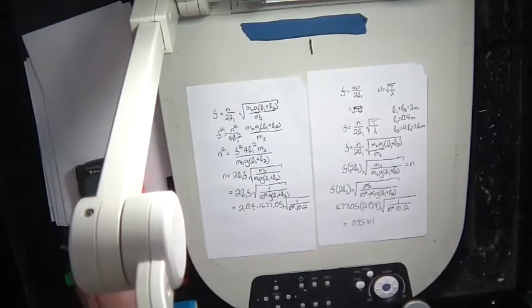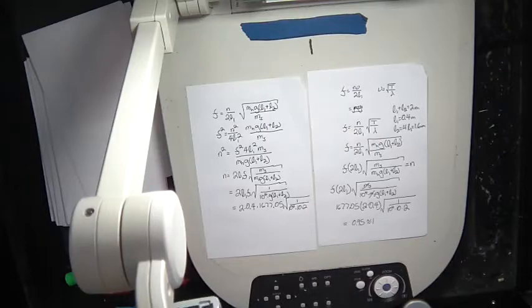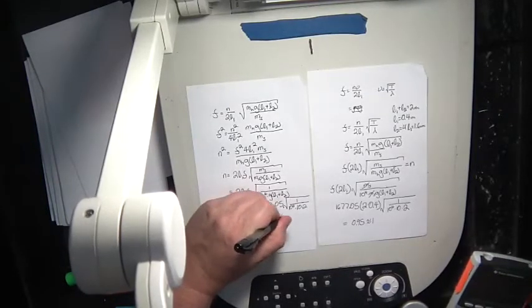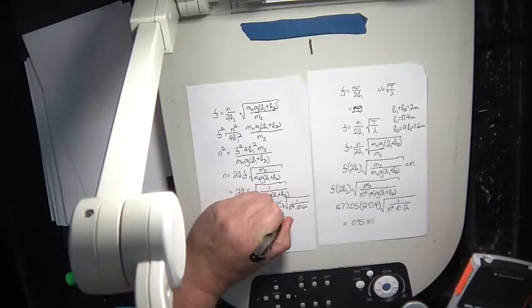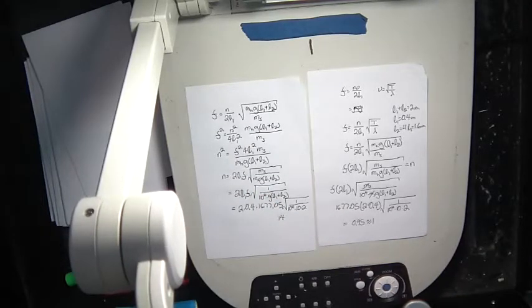All right, this may be a calculator parenthesis deal. 10 to the 4th times 20, square root. That's not.